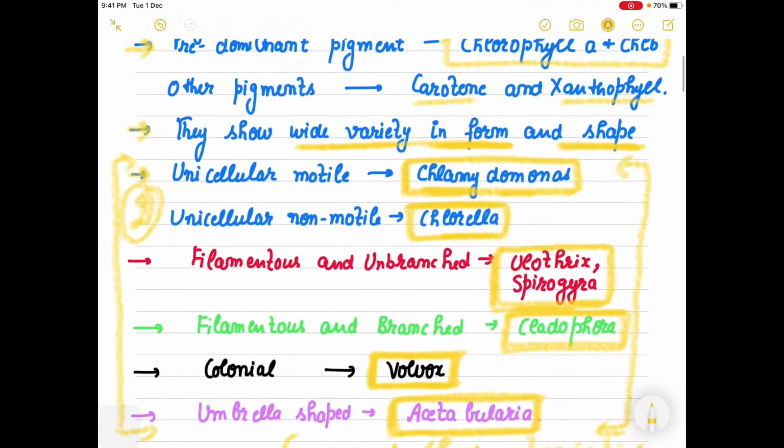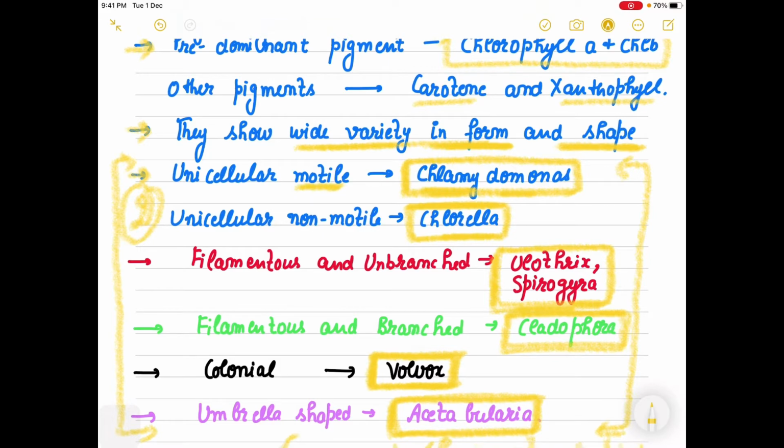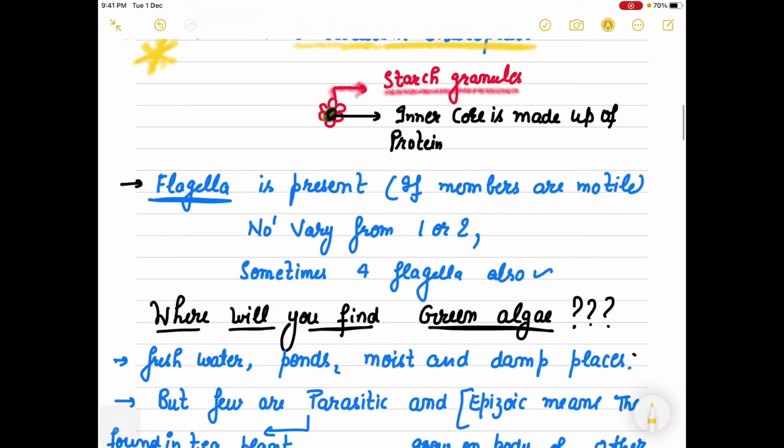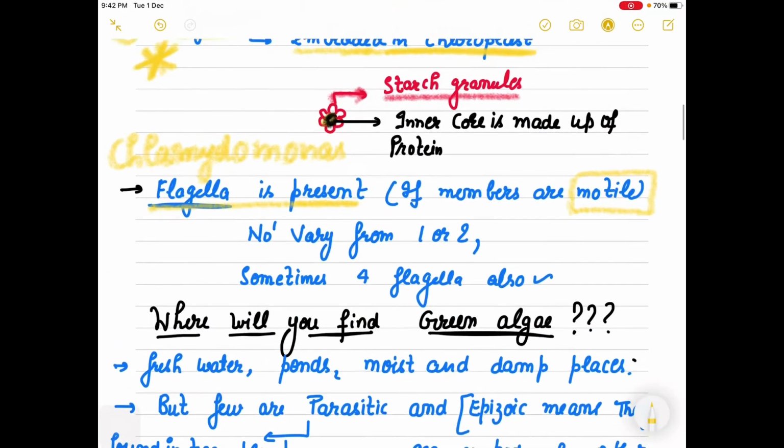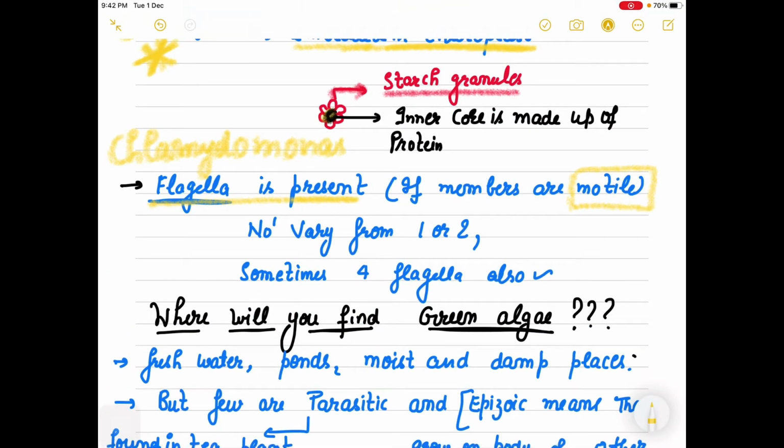Flagella: because we said, see, Chlamydomonas is motile, so to move, flagella are needed. So flagella is present if the members are motile. So very confidently you can say that Chlamydomonas is motile, so it means it is having flagella. If I ask you, Chlorella is non-motile, it will not have flagella. If flagella is present, the number can be 1 or 2. But sometimes a few members have 4.